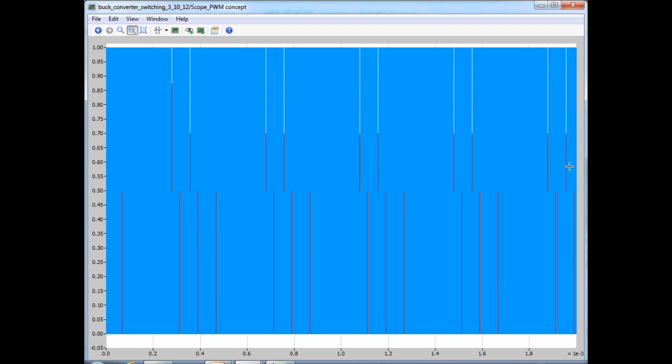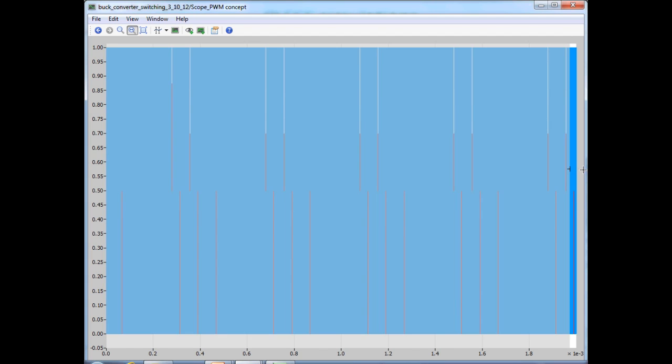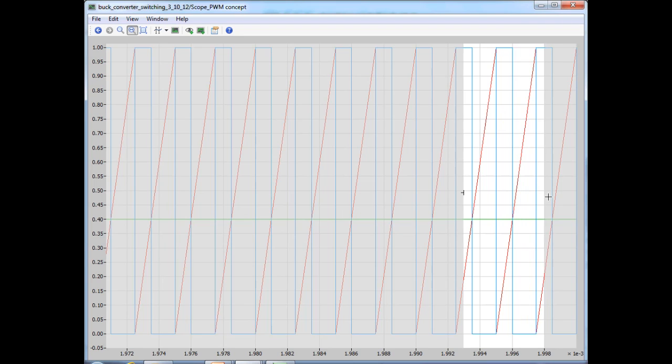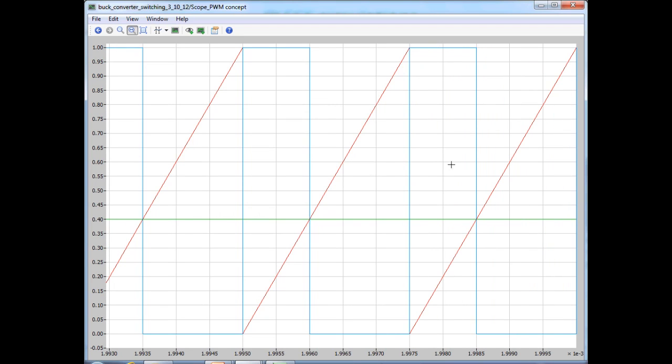So once again, with these thousands of switching periods, we're not able to make out anything. So let's focus only on the last few cycles. So let's select about 3 of the last switching periods. So again, this is the PWM process. So the green signal here is 0.4 volts, and that corresponds to the control signal. The red waveform is the sawtooth. It goes from 0 to 1 with a switching period of 2.5 microseconds.